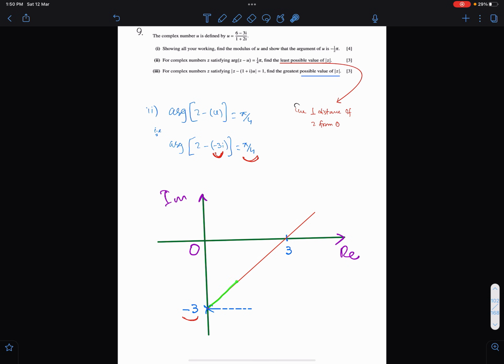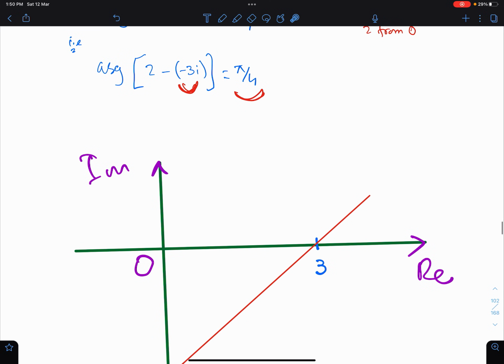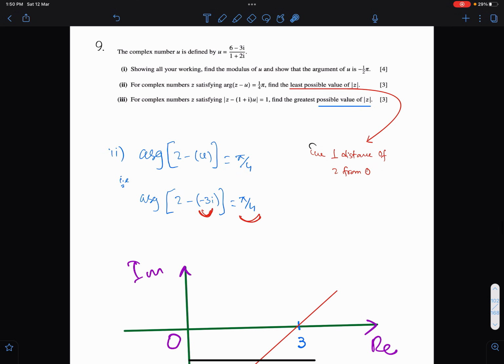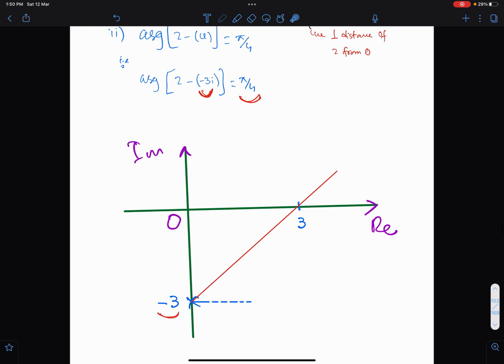So make a line from minus 3i of gradient 1. It means if you go 3 units right, then you have to go 3 units up. This number must be 3. Check this again. Now the next part of this question is to find the least possible value of modulus z. Modulus z means the distance of z from the origin. For that you have to draw a perpendicular from the origin to this line. So when z is here, this distance is the smallest, and we need this distance.